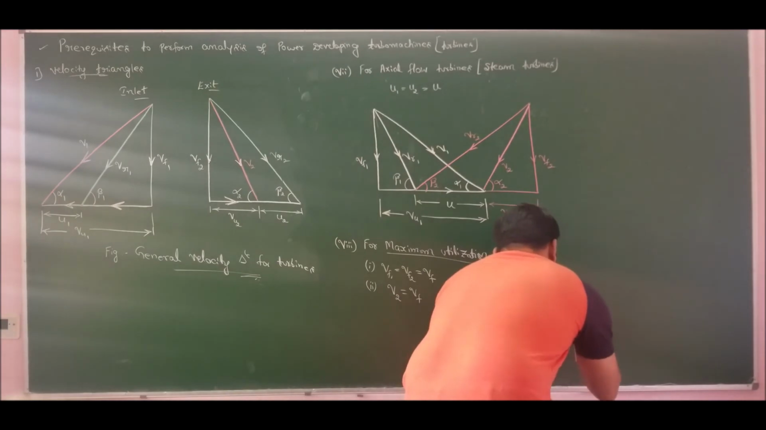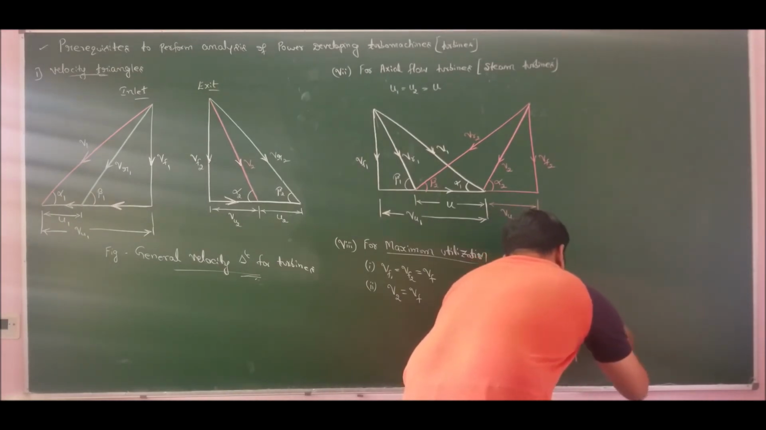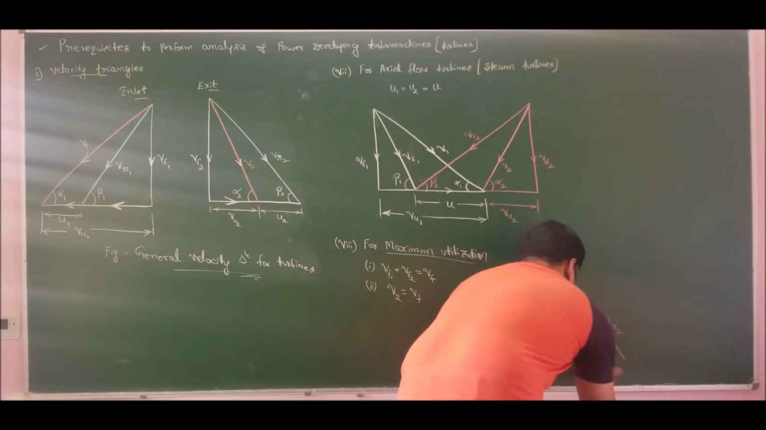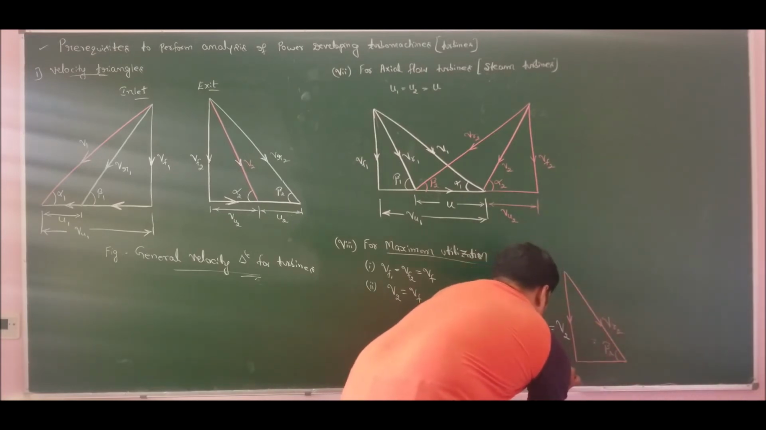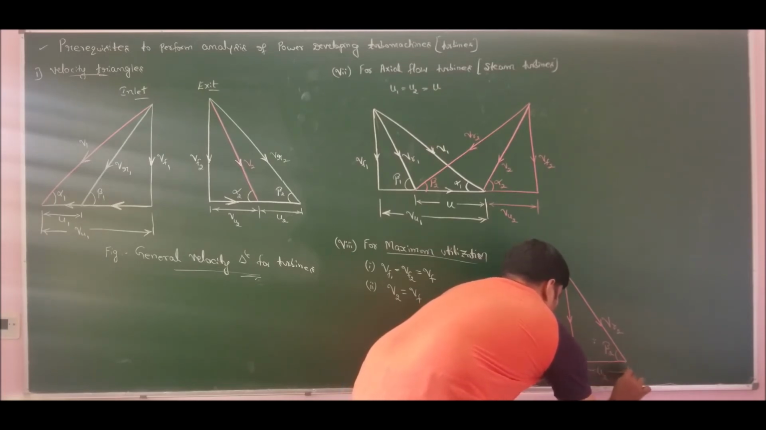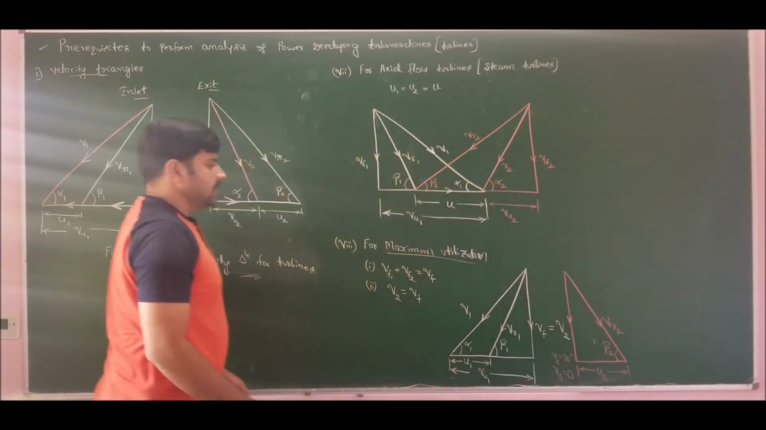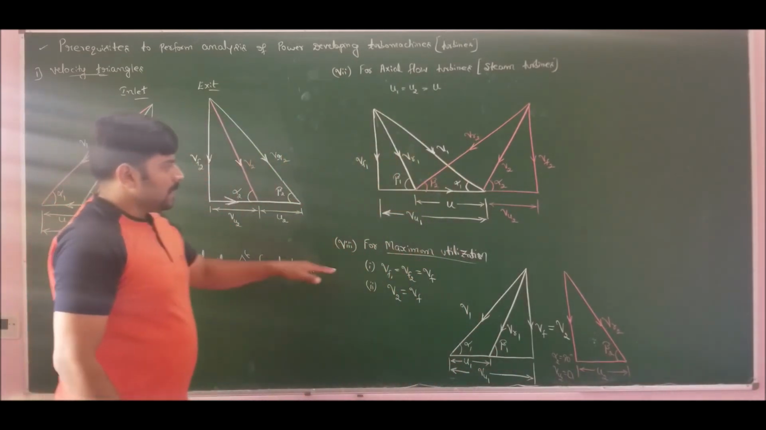So if I draw the exit velocity triangle, we have V2 which is equal to Vf. I am left with only VR2. If I join the base, the angle made by VR2 is beta 2. Here alpha 2 is equal to 90 degrees and Vu2 is equal to 0. If I draw the base, I am left with only U2. So this is the inlet and exit velocity triangle for maximum utilization.